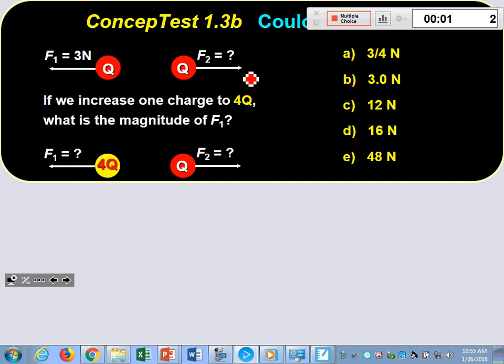All right. Let's say I have this situation. I have two charges, Q and Q. I know that this force is 3 newtons, so this force is also 3 newtons. But what if I increase one of those charges by a factor of 4? What then is the force on this charge?